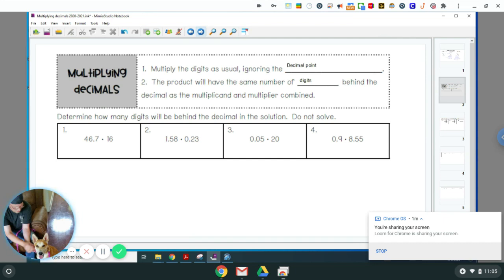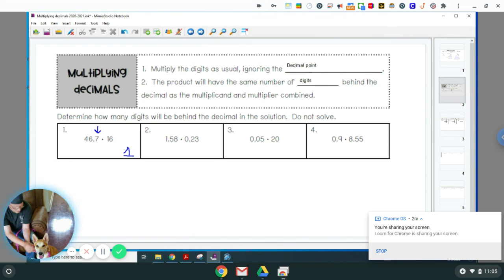So the product will have the same number of digits behind the decimal as what you're multiplying by. So determine how many digits will be behind the decimal in the solution. Do not solve. Okay, so we're not solving this. We're just trying to figure out how many decimal points will be in the solution. So my first number is 46.7 times 16. There's only one digit behind the decimal here. So it means you're going to only have one digit behind the decimal place in your solution.